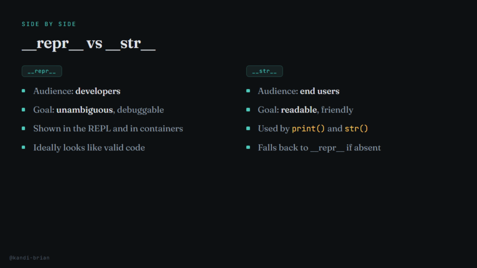So if we think about this as a quick side-by-side, since people get tripped up on this, repr is for developers. Its goal is to be unambiguous. It shows up in the REPL, R-E-P-L, and inside lists and dictionaries. And ideally, it looks like valid code. Str is for end users. Its goal is to be readable. It is what print and str use, and if you do not define it, it quietly falls back to repr. So always define repr. Define str when you want a prettier face for users.